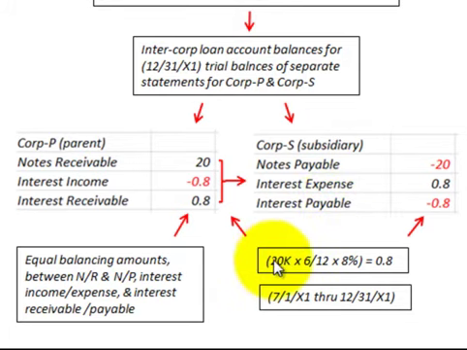And this interest is based on the fact that there's $20,000 borrowed for 6 of the 12 months, or 6/12, times the 8% interest rate, in this case $800. And that represents July 1st of the year X1 through 12/31 of the year X1, or the six months for the first year.